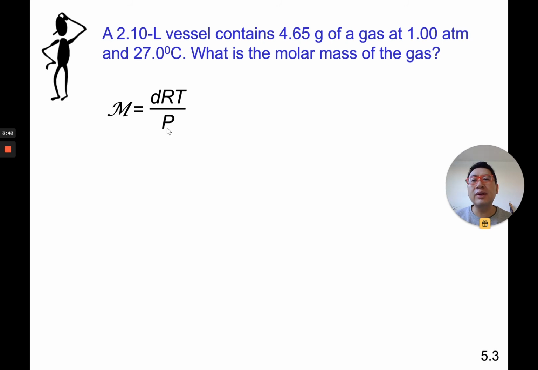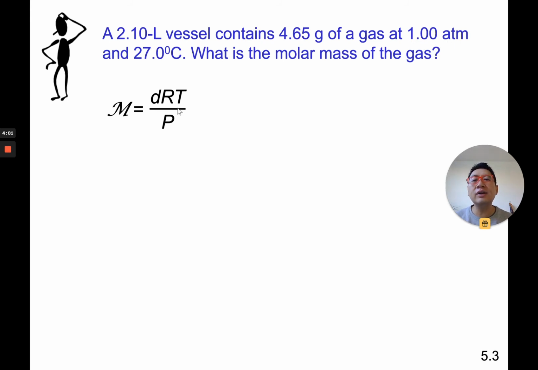So I need to know dRT over P. There are a few that we already know. Obviously, you know R already. R is the gas constant. I know the temperature, 27 degrees Celsius. You just need to convert to Kelvin. And I know the pressure. Or do I? Yeah, it says so. It's 1 atmosphere.